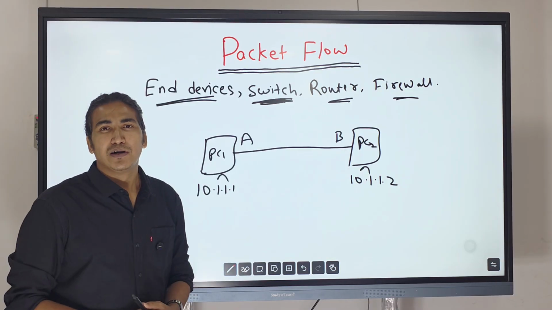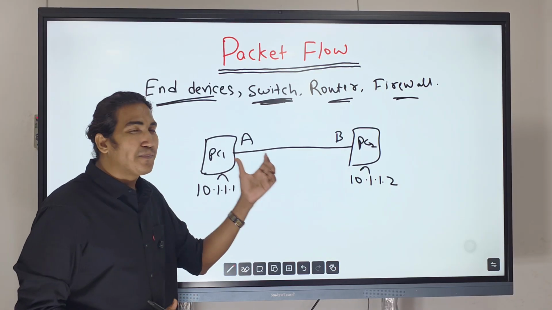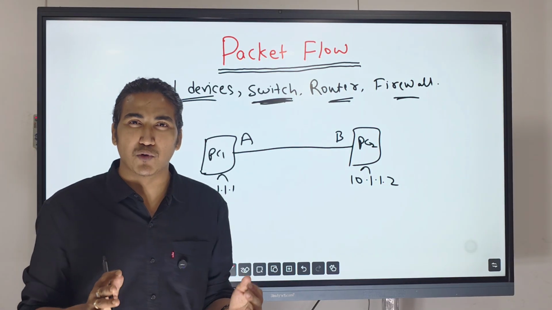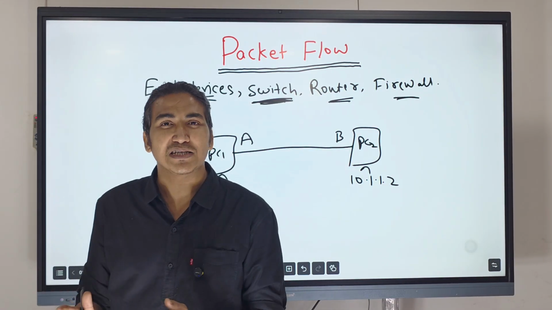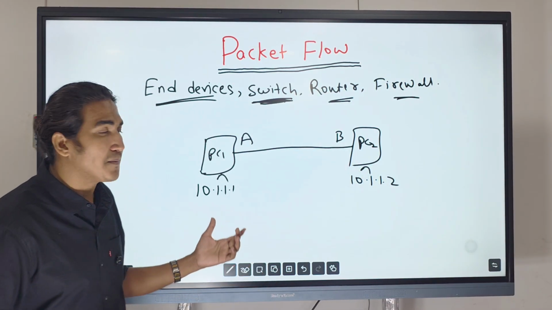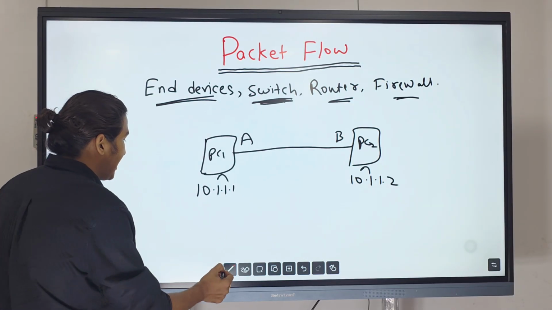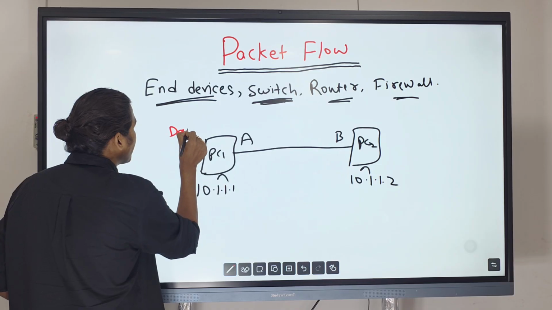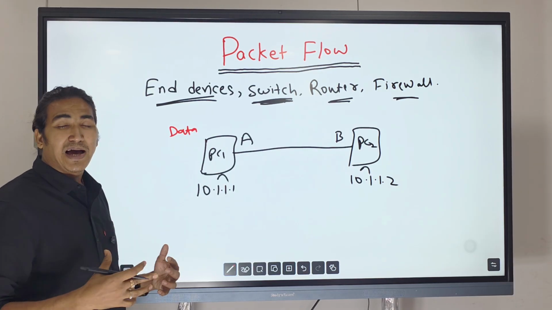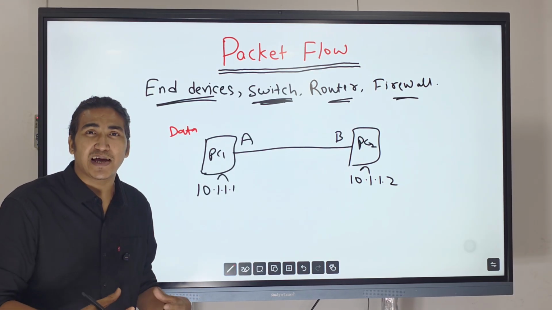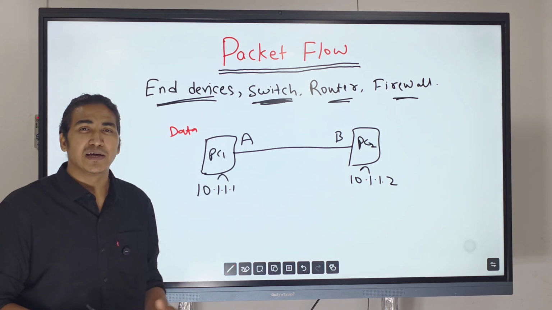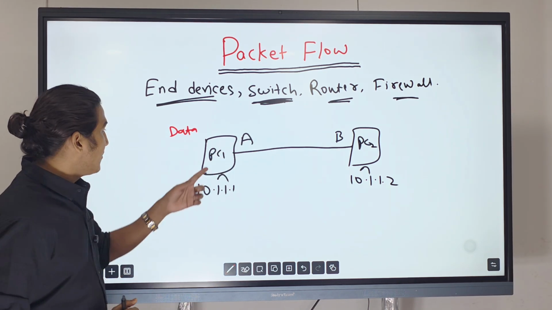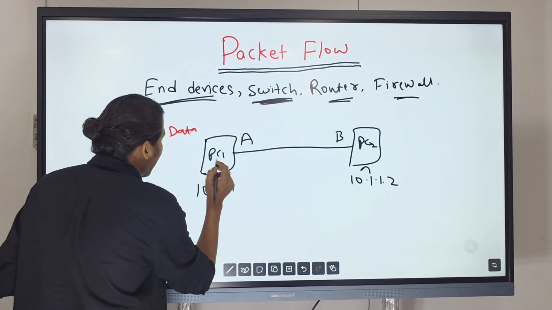Whenever I need to send any data from PC1 to PC2, how is the packet going to flow? And to understand the packet flow here, you should have knowledge about the OSI model and the TCP/IP model. Then only you can understand the packet flow. Now let me send any data from PC1 to PC2. It can be my ICMP data, it can be HTTP data, it can be any file, video, text, anything from PC1 to PC2.